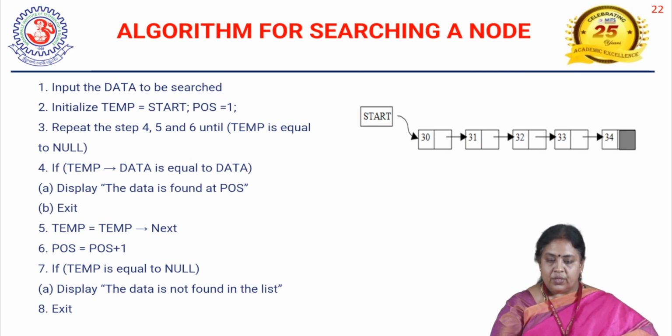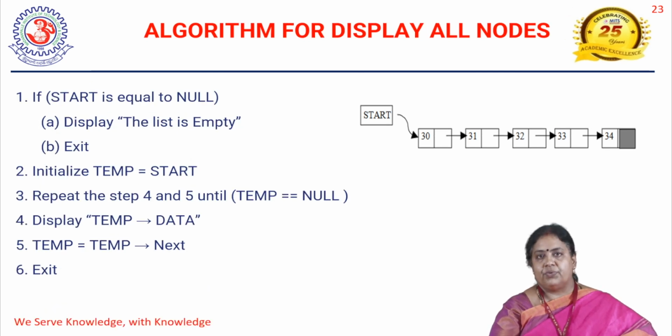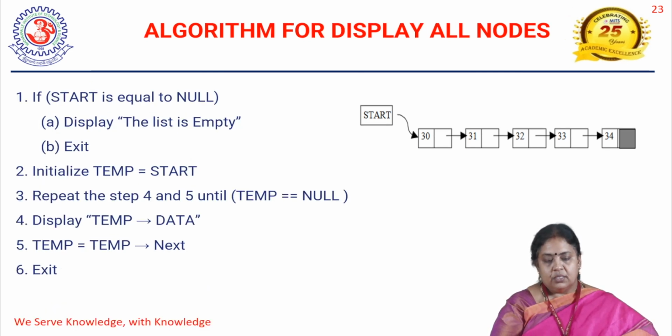Okay. So for searching also we have to traverse. We have to traverse each and every node. And this is the algorithm for displaying all the nodes. So if start is equal to null, if it does not contain any address, that means there is no list. If start contains an address, that means it contains a node. So what you are going to display? We display the list is empty.